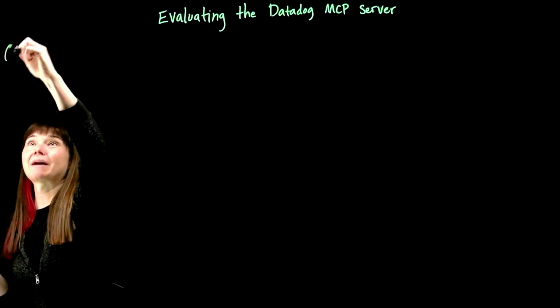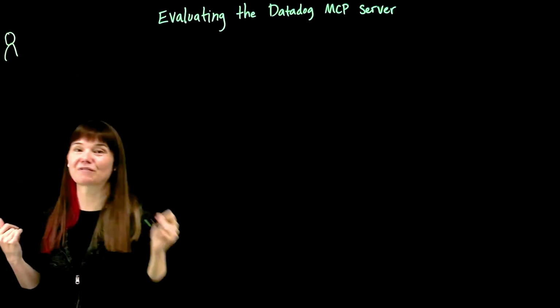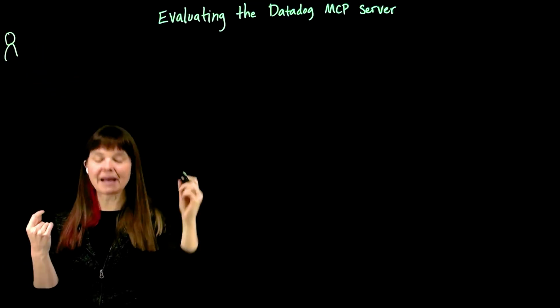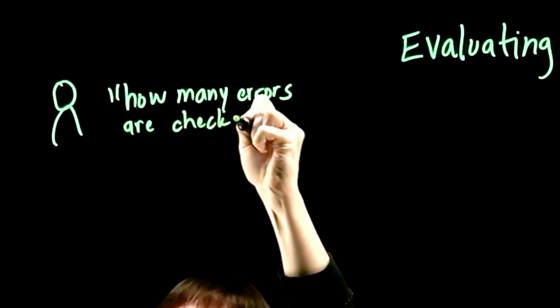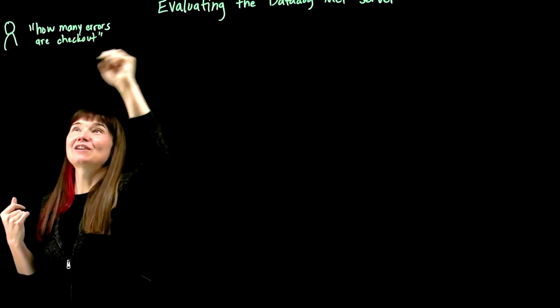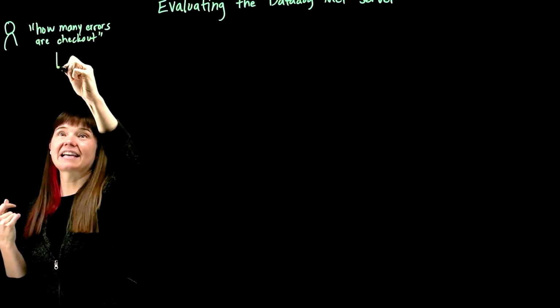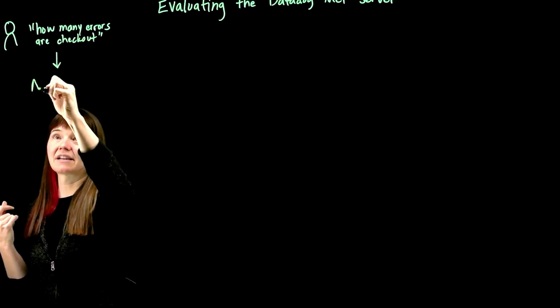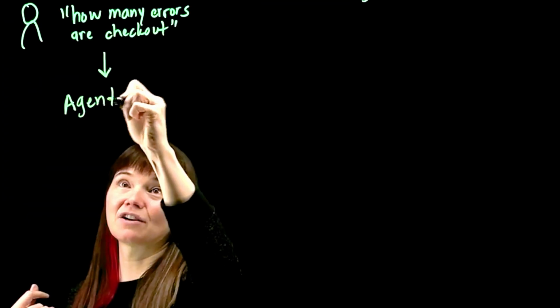I want to go through my experience as a Datadog MCP server user and just talk about where the MCP server sits in the stack. So I might ask a question like, how many errors are in checkout? I ask that question to my coding agent. For me, that's going to be Claude Code, but it could be Cursor, any of the other ones. It could be a custom agent. It doesn't have to be Claude Code.